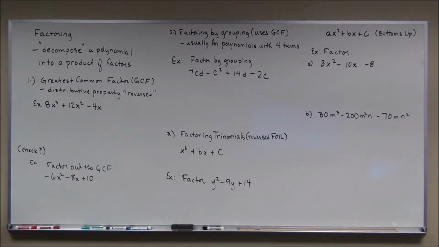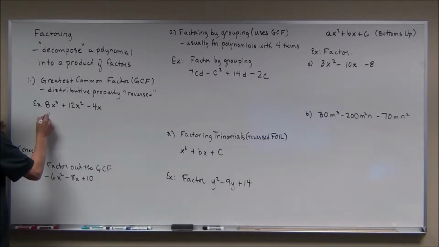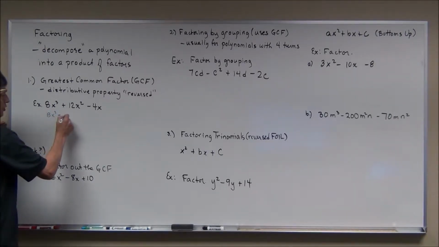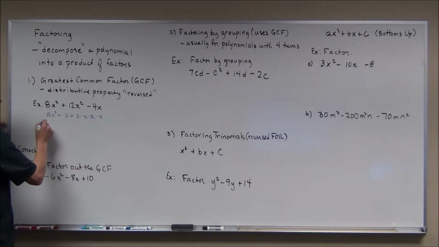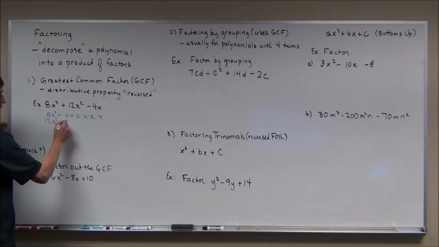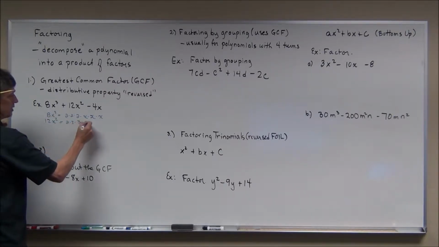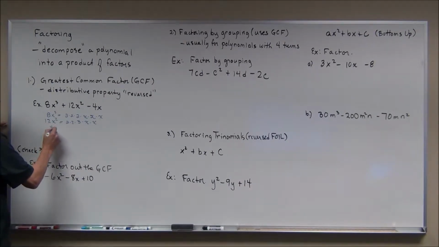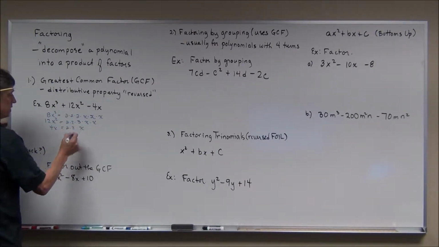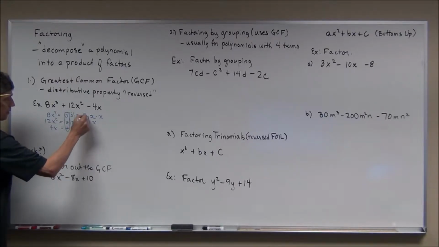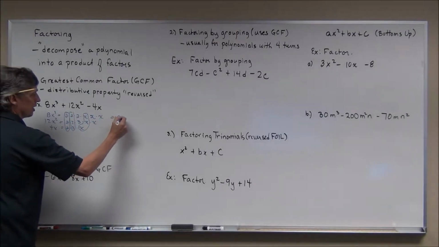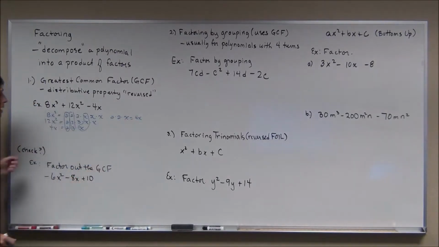But in the example that I have right here, for my greatest common factor, I look at 8x to the third as 2 times 2 times 2 times x times x times x. I look at 12x to the second as 2 times 2 times 3 times x, and I look at 4x as 2 times 2 times x. And I look to see which factors they have in common. Well, they all have 2 factors of 2, and they have 1 factor of x. So 2 times 2 times x, or 4x, is my greatest common factor.